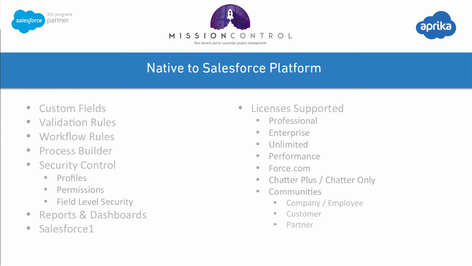In order to have Mission Control, a user must first have a Salesforce user license. The licenses we support include Professional, Enterprise, Unlimited, and Performance editions. You can also add Mission Control to Force.com, Chatter Plus, or any of the community licenses such as employee, customer, or partner communities.